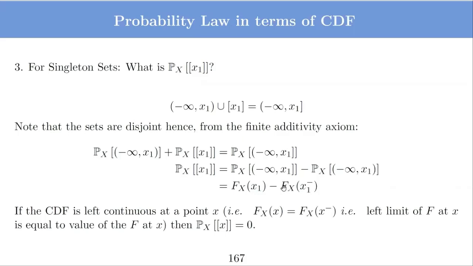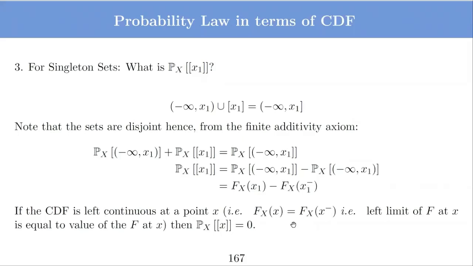So what do you understand from this? That if the function is left continuous, it means the left-hand side limit is equal to the CDF value, then these two would be equal and this will be 0. So if the CDF is left continuous at a point x, then the probability of the singleton set containing x is 0.